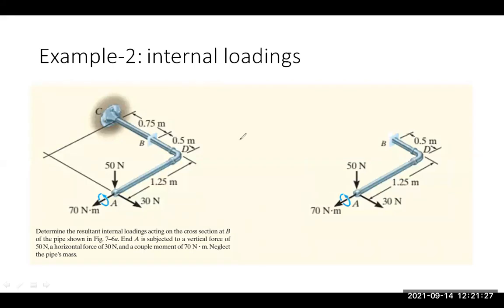Okay, so this is the tutorial to find the internal loadings at a certain point in the body. Here you are given a pipe with the known geometry, and we apply the external load at point A here. And on the other end, at point C, we apply the fixed support. Then it is required to check the internal loading here at point B.